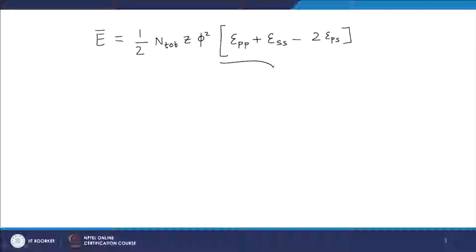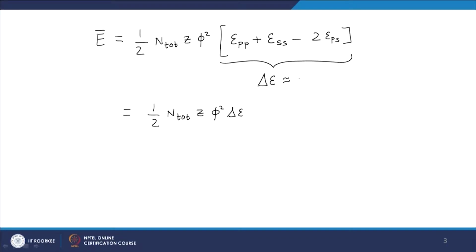This entire quantity I will call delta epsilon, and then this becomes half n total z phi squared delta epsilon. So, before we go further in the derivation, let us pause for a moment and try to see what this delta epsilon signifies.